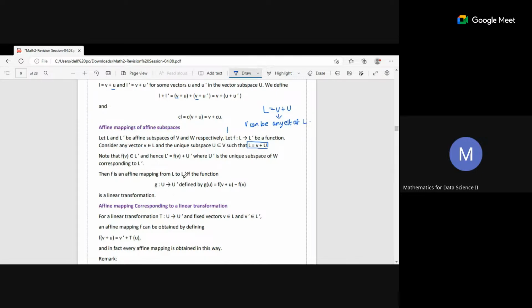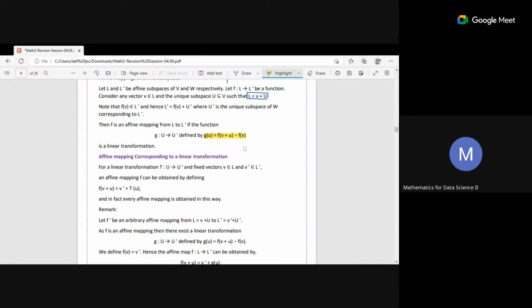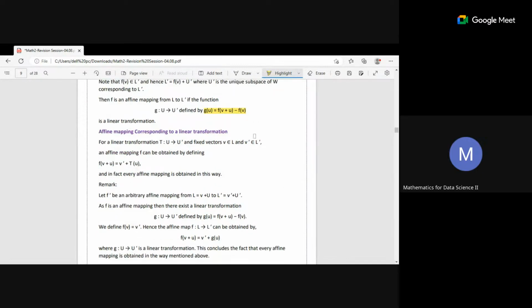Okay, now how is this affine mapping from L to L dash defined? It is defined as G from u to u dash, where G of u is equal to f of v plus u minus f of v. Only when you define it in this way, we get that this is a linear transformation. For this linear transformation, you can check that the usual addition and scalar multiplication properties are satisfied. Okay, fine.